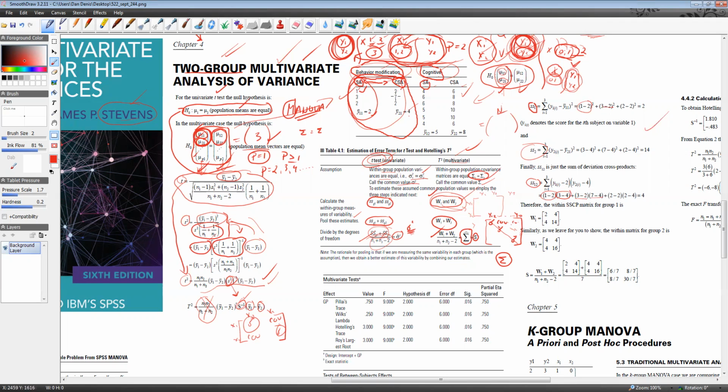3 minus 2 times 7 minus 4, etc., until you get that crossing term. So we call this the sums of squares and cross products matrix for group 1. You input these values here, and you get that sums of squares and cross products matrix for group 1. W1 is for behavior modification. This whole thing is for the behavior modification group.